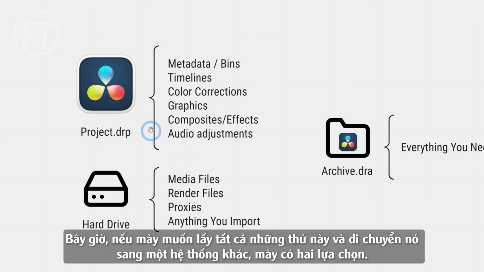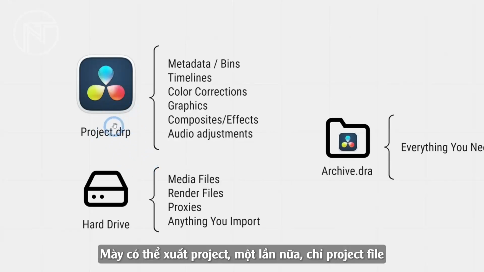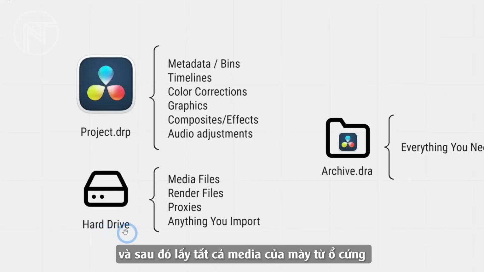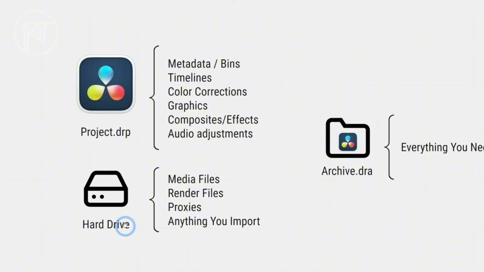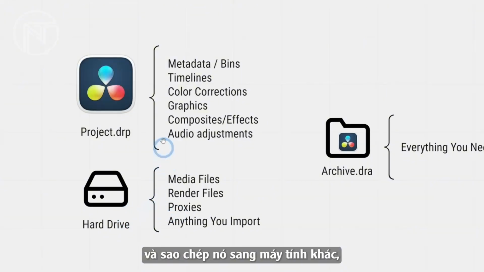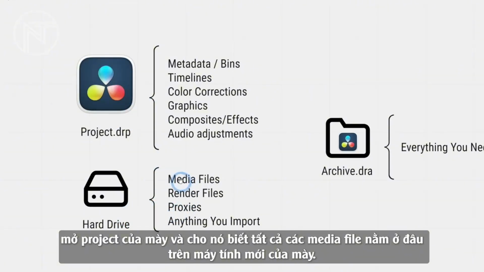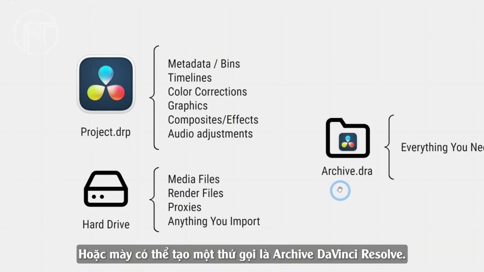and they kind of work together. Now, if you do want to take all of this and move it to a different system, you have two options. You can export the project, which is, again, just the project file, and then take all of your media from your hard drive and put them all on, say, a thumb drive, and copy that to another computer, open up your project and tell it where all of the media files are on your new computer. Or you can make something called a DaVinci Resolve archive.